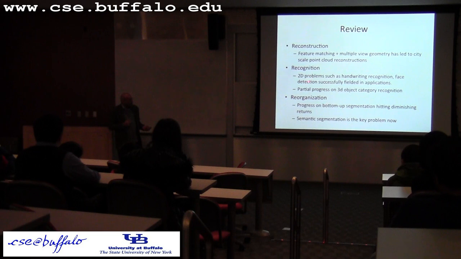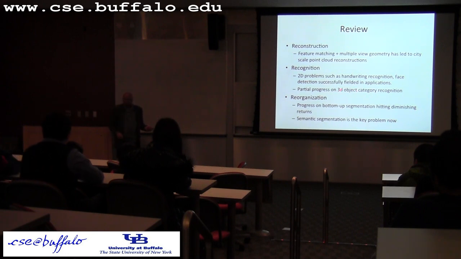In the case of recognition, I would distinguish between 2D and 3D. We've had much greater success in the 2D versions of the problem than the 3D version of the problem. While we don't want to say that something is completely solved, problems such as handwriting recognition, with prominent work from Buffalo, and problems such as face detection. I mean, these guys have face detectors built in them, right? So these have been quite successfully fielded in applications. And we have had partial progress in 3D object category recognition. I'll try to show you some slides. So I regard this as a glass which is either half empty or half full, depending on whether you are a pessimist or an optimist.